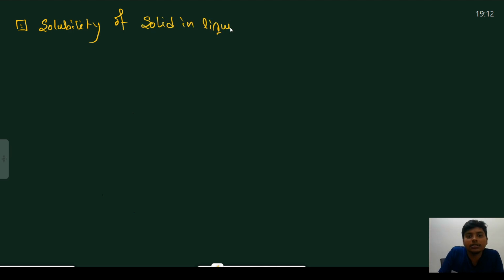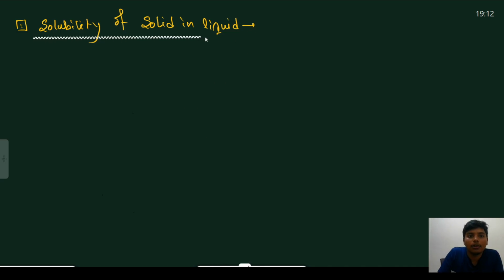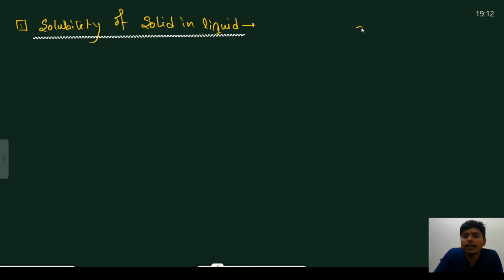So the first thing we will check is solubility of solid in liquid. Understood? Clear or not? Yes, sir. Solubility of solid in liquid. Very simple. You take one glass of water, and you put salt in it. So this is a solubility.